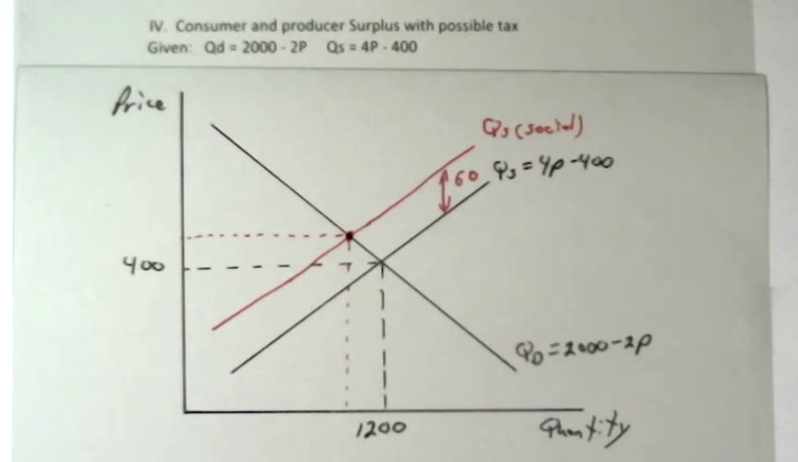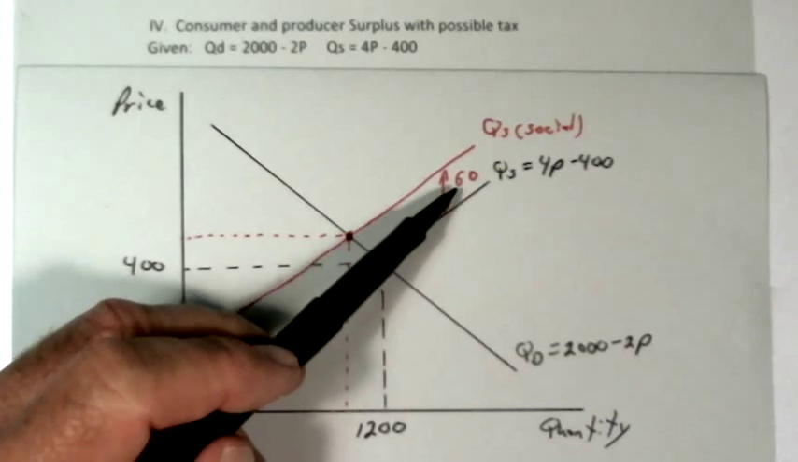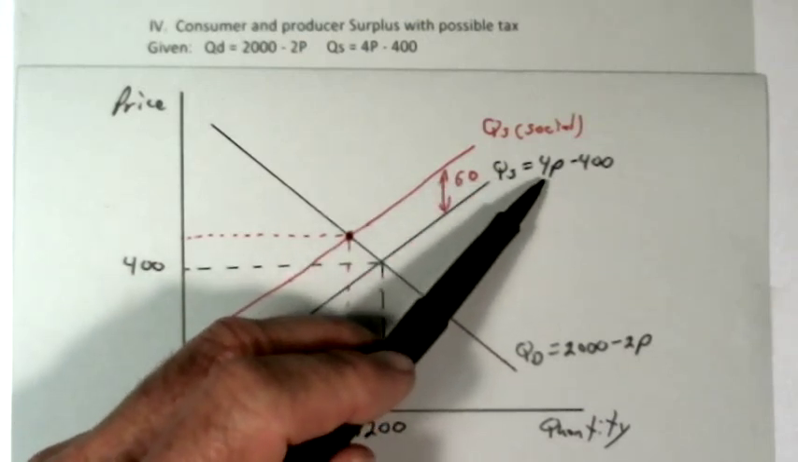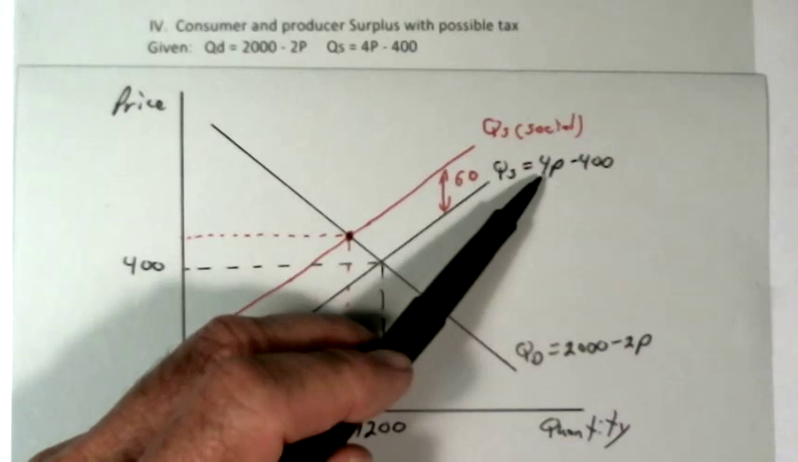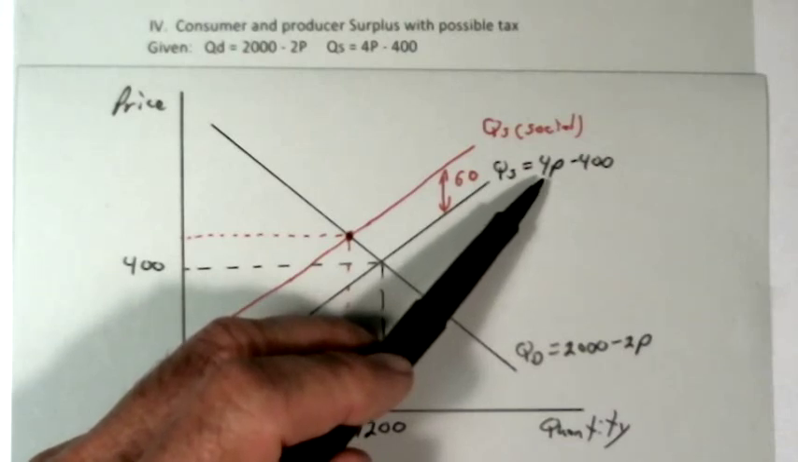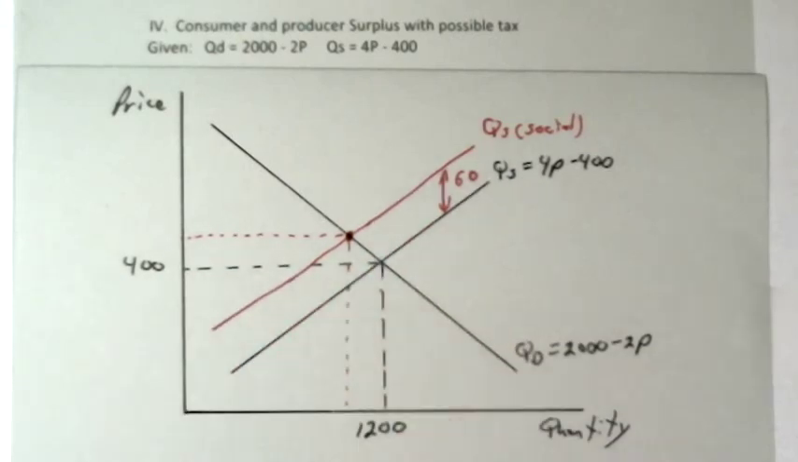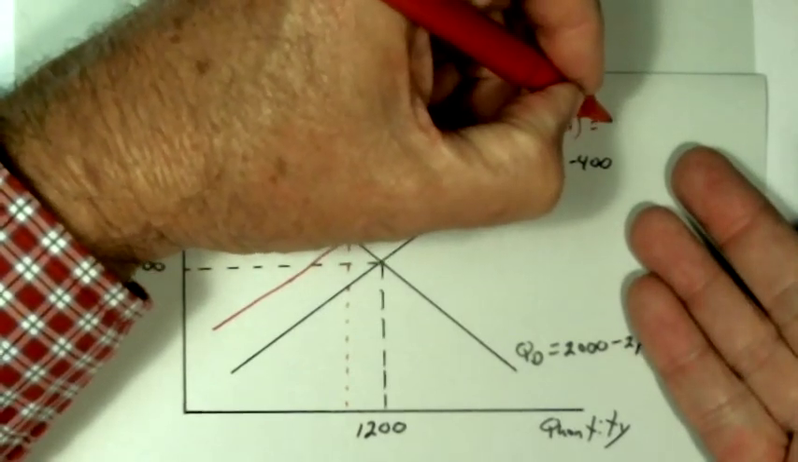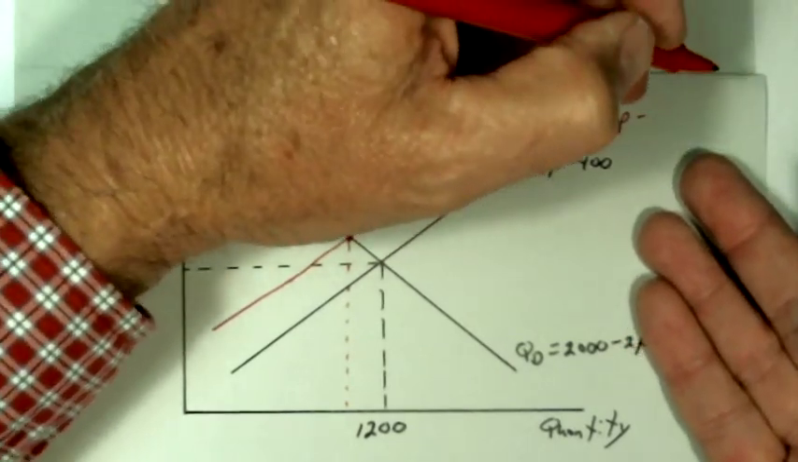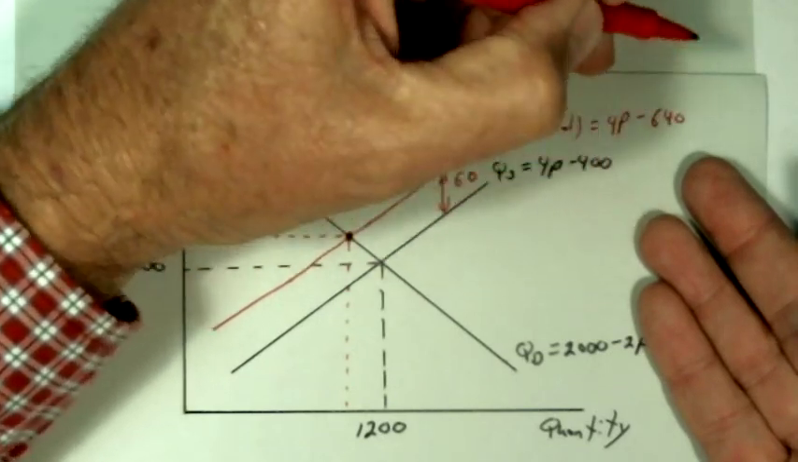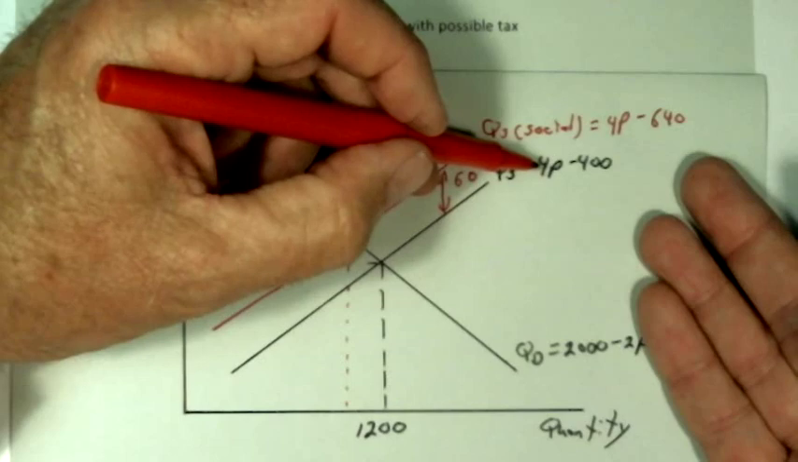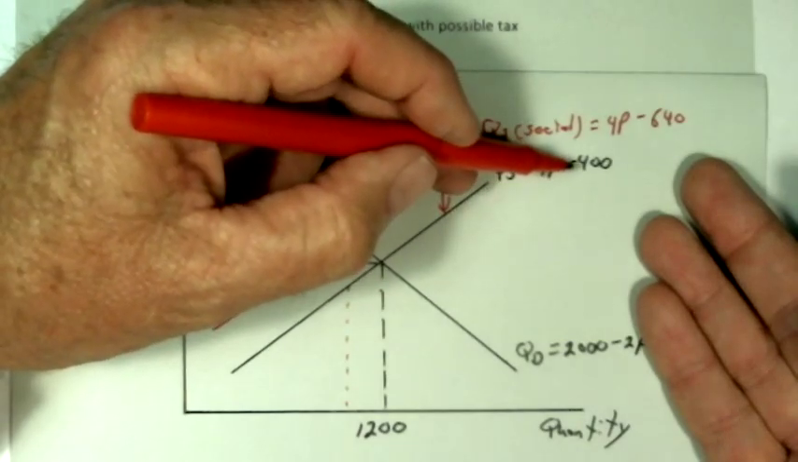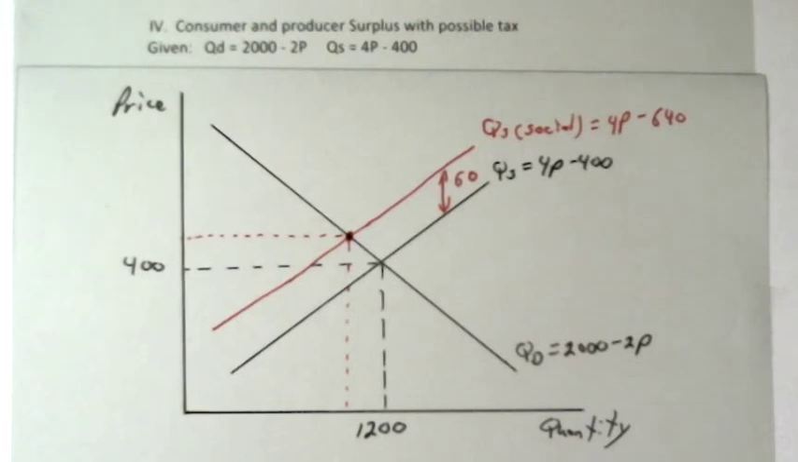Now there is a little shortcut that you can memorize, and I think I can remember it from the last time I taught this class. I think the shortcut is you take the externality, which is $60, you multiply it by the coefficient on P, so 60 times 4 would be 240, and you subtract that number, 240, from the constant term. So I think the social supply curve should be 4P minus 640. I got that again by 60 times 4 is 240. 240 subtracted from minus 400 would be minus 640.